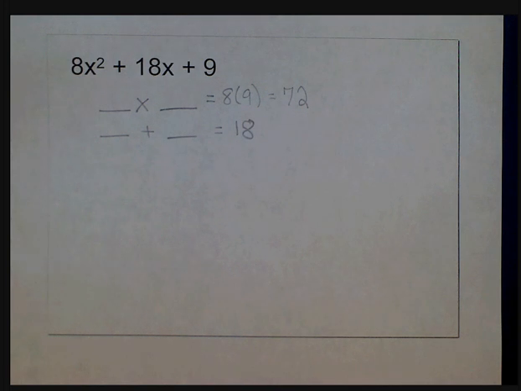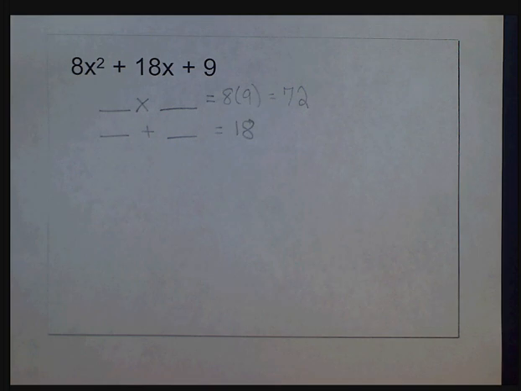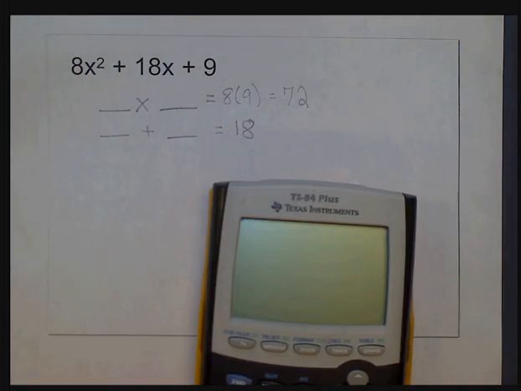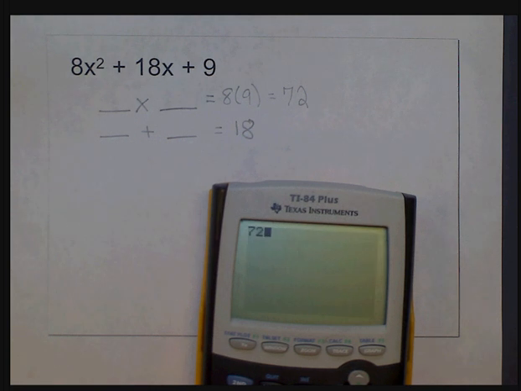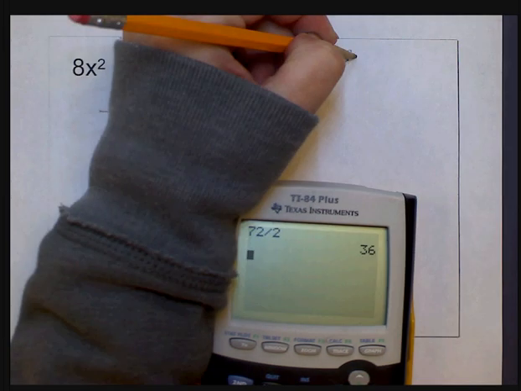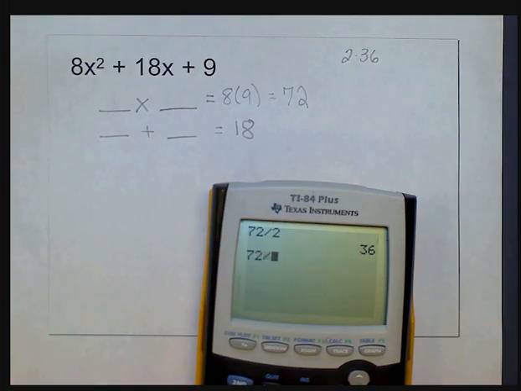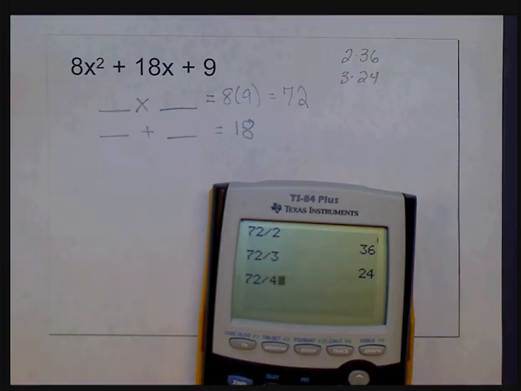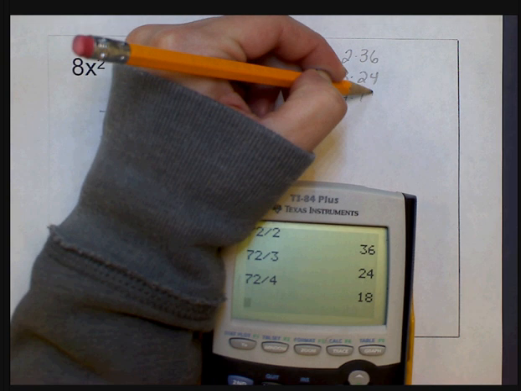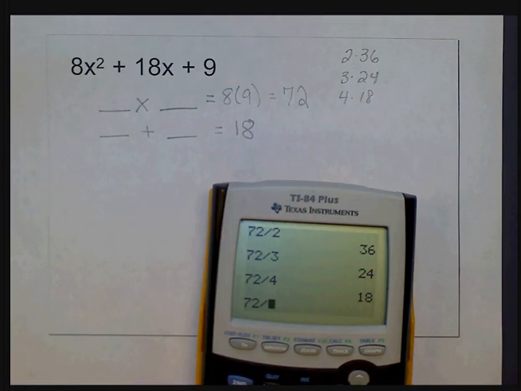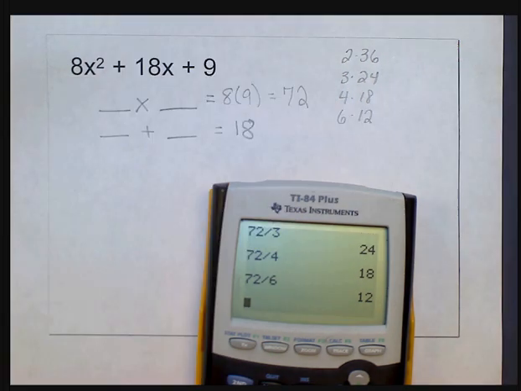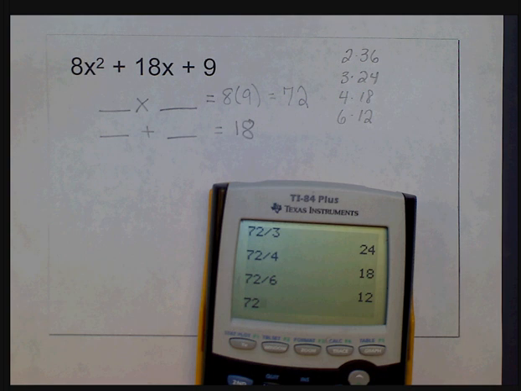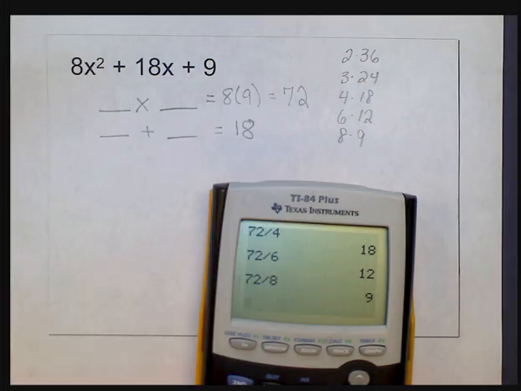I'll give you some time to think about it. You can always get your calculator, if you don't know them right off the top, and take 72 divided by 2, and that gives me 2 and 36. 72 divided by 3, 3 and 24. 72 divided by 4, 4 and 18. 72 divided by 5 isn't going to work because it doesn't end in a 0 or a 5. So 72 divided by 6, 6 and 12. 72 divided by 7, nope, divided by 8, and then you get your 8 and your 9. So those are all the ways that we can make 72.